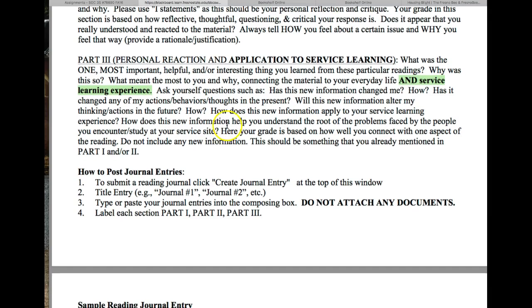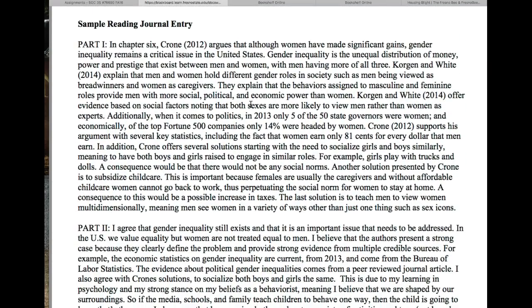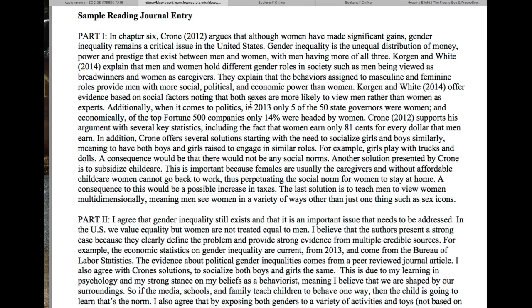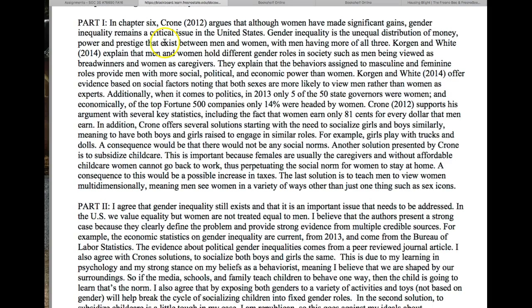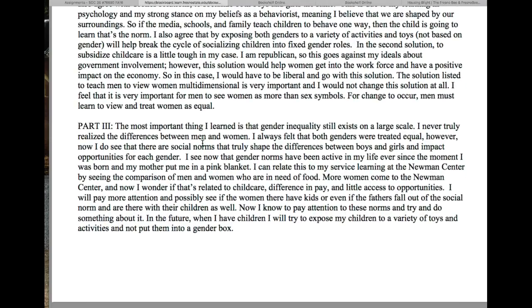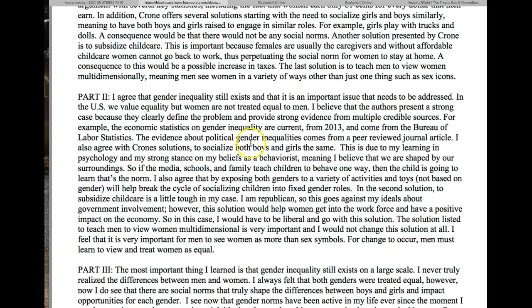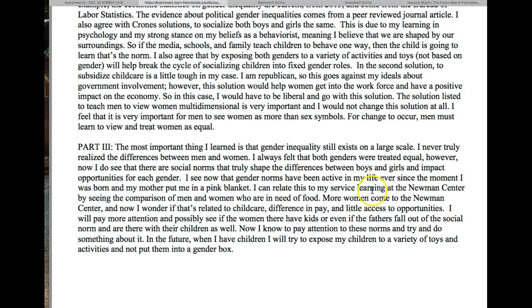the most important thing and how it applies to your service learning. And then here I want you to read over this sample entry so that you can see how this student did a particularly good job of breaking down each of the parts and applying the material, reacting to it, and then here, what was the one most important thing and how did it apply to their particular service learning experience?